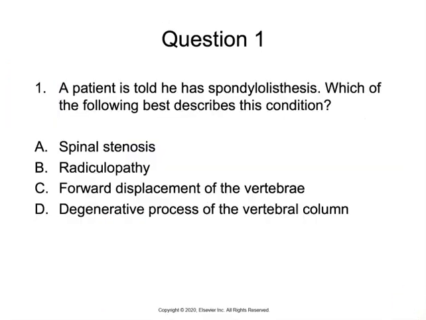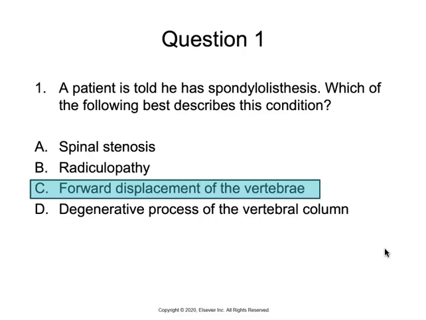Let's do this question here. A patient is told he has spondylolisthesis. Which of the following best describes the condition? Is it A, spinal stenosis, B, radiculopathy, C, forward displacement of the vertebrae, or D, degenerative process of the vertebral column? If you said C, that is correct.